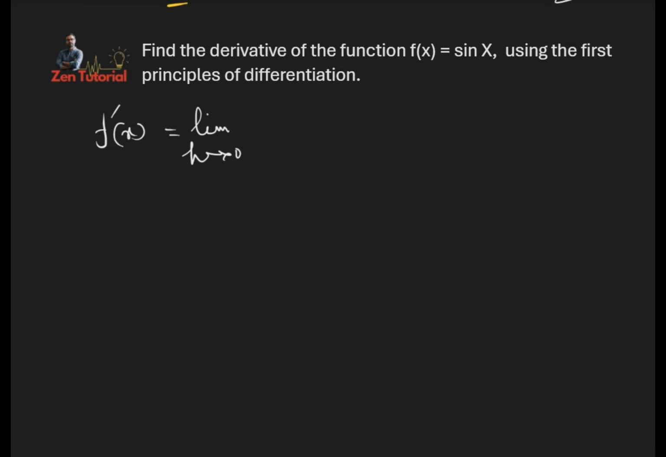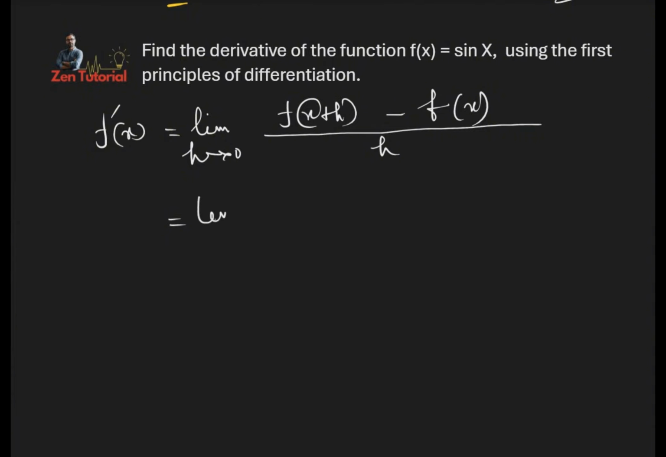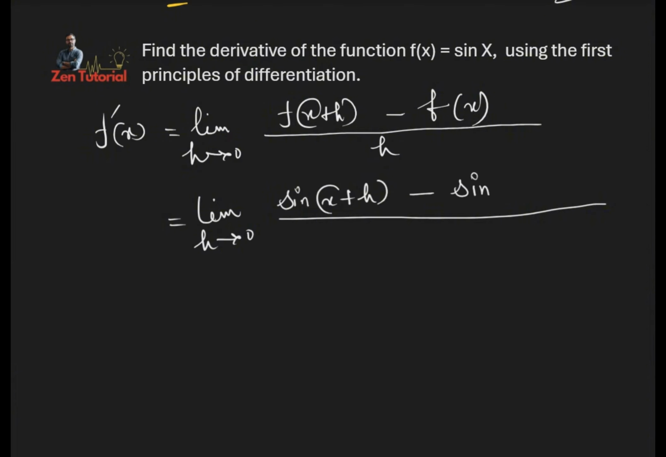h tends to 0 of f of x plus h minus f of x over h. This is the definition of the first principle of differentiation. So limit h tends to 0, f of x is sine x, so f of x plus h means sine of x plus h minus sine of x over h.